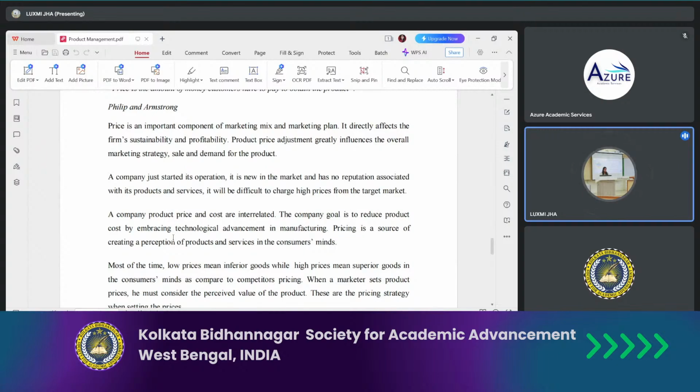For this, there are two important things that need to be considered. Number one, the channel of distribution. Number two, the people included in the channel of distribution, that are the intermediaries. Okay, two things need to be kept in mind regarding place: the channel of distribution, and second, the people involved in the distribution, that are the intermediaries. Now, placement is also known as intermediary or distribution, which we are talking about. Placement is a process through which the product or services are moved from manufacturer to consumers.